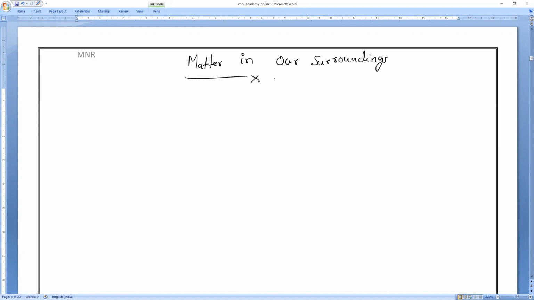Okay. So we'll go with a big background about this chapter. What are we going to study in this chapter? What are the main things? That's all I will discuss in today's class. What is matter? What is the classification of matter? Then in the coming classes, we will proceed from here.